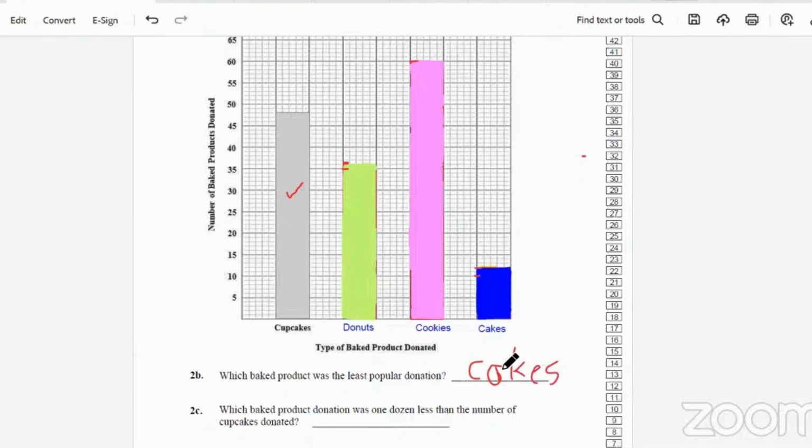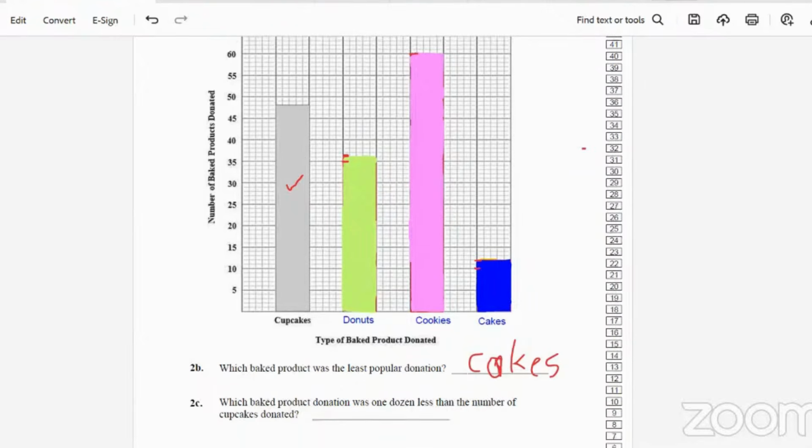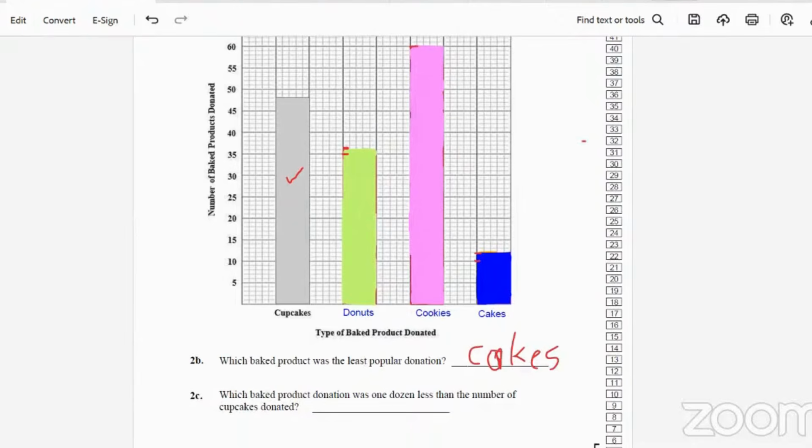Okay, my A doesn't look so wonderful, but that's an A. Okay, cakes. All right, then 2C says, which baked product donation was 1 dozen less than the number of cupcakes donated? 1 dozen less than the number of cupcakes. So we would need to know how many cupcakes were donated. Then we would have to find out which baked product was 1 dozen less.